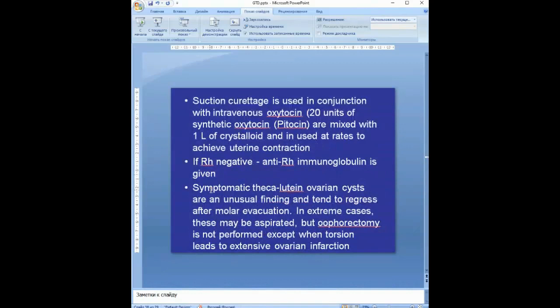Suction curettage is used in conjunction with intravenous oxytocin. In rhesus-negative patients, anti-rhesus immunoglobulin is given. Symptomatic theca lutein ovarian cysts are an unusual finding and tend to regress after molar evacuation. In extreme cases, these may be aspirated, but oophorectomy is not performed except when torsion leads to extreme ovarian infarction.